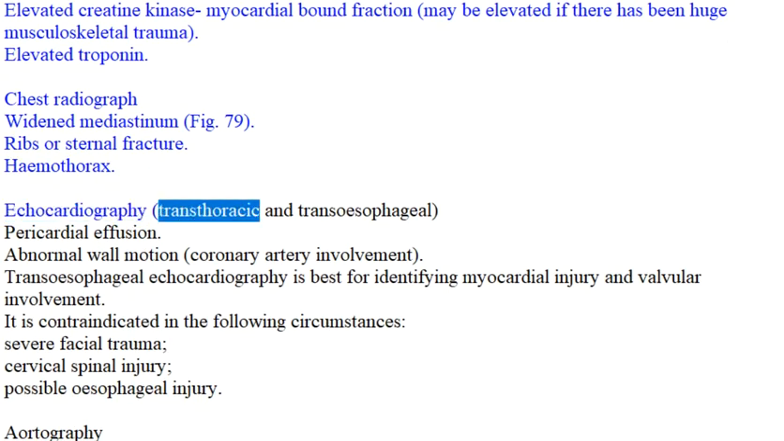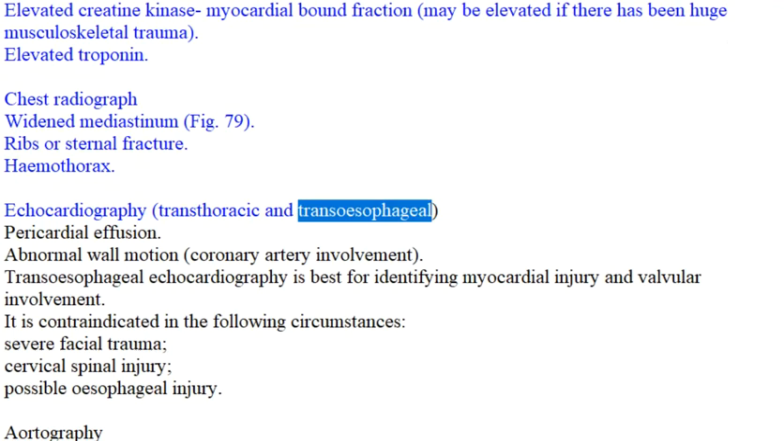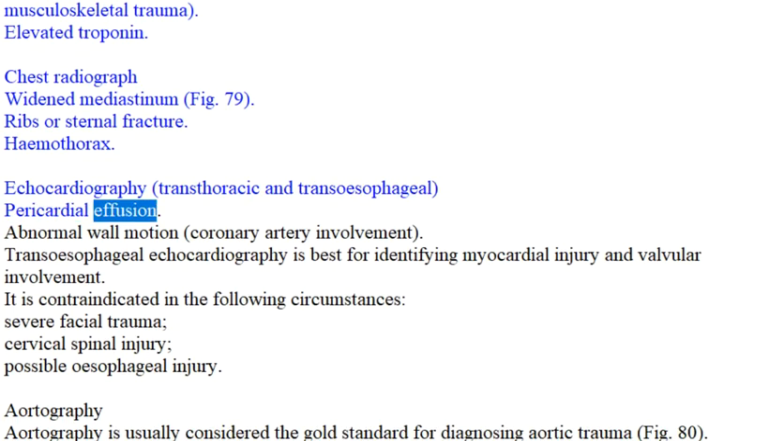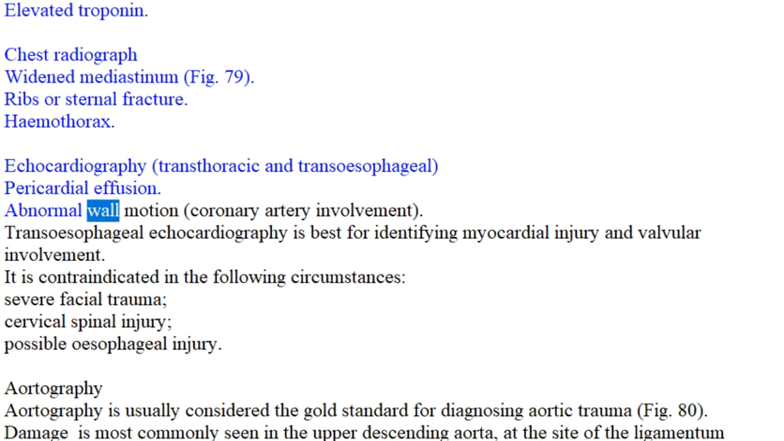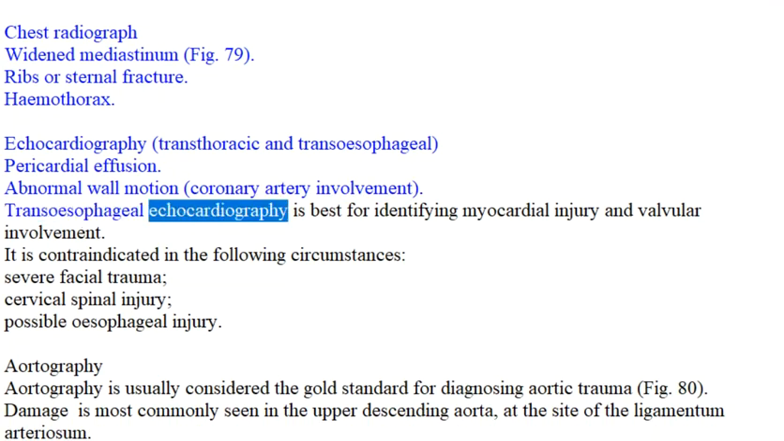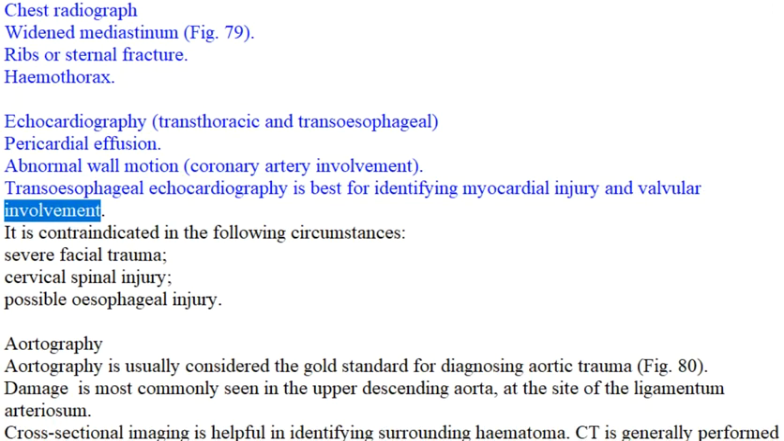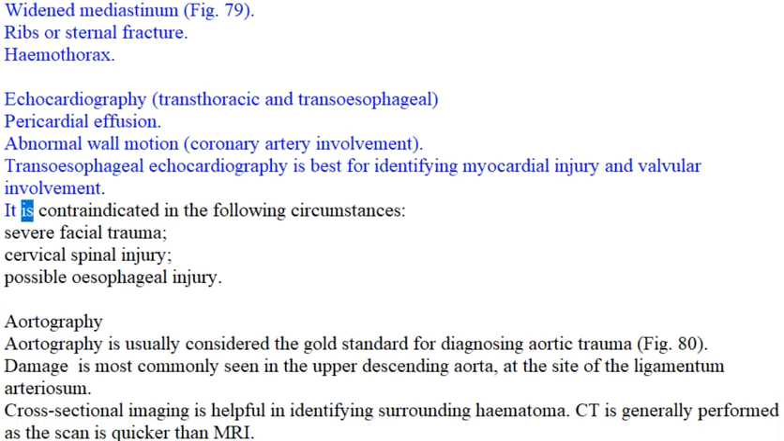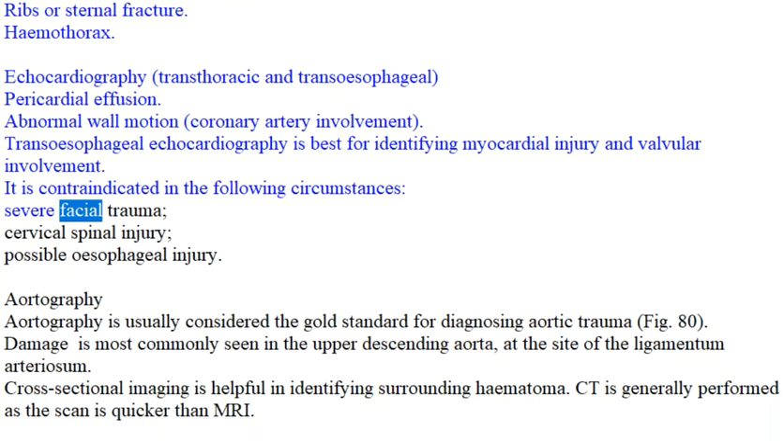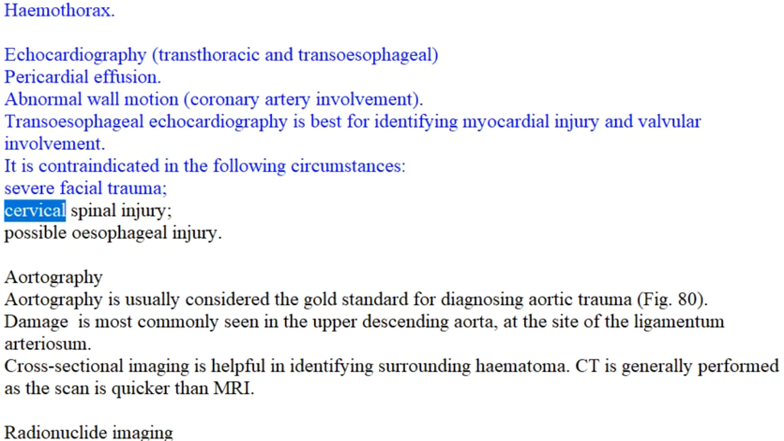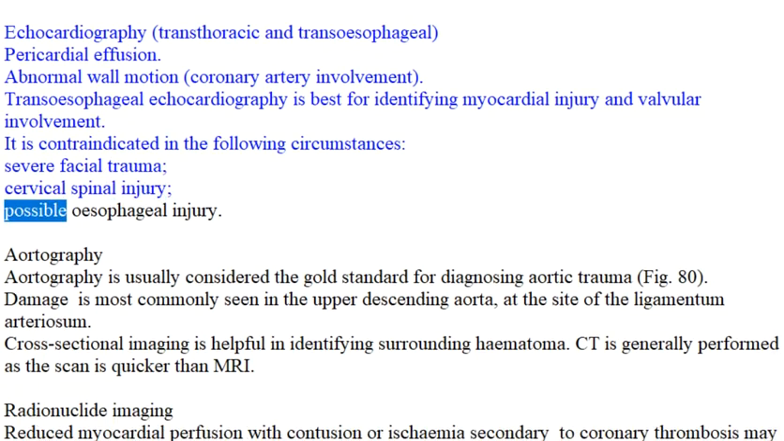Echocardiography, transthoracic and transesophageal. Pericardial effusion. Abnormal wall motion, coronary artery involvement. Transesophageal echocardiography is best for identifying myocardial injury and valvular involvement. It is contraindicated in the following circumstances: severe facial trauma, cervical spinal injury, possible esophageal injury.